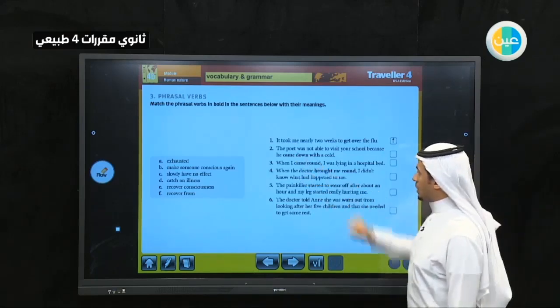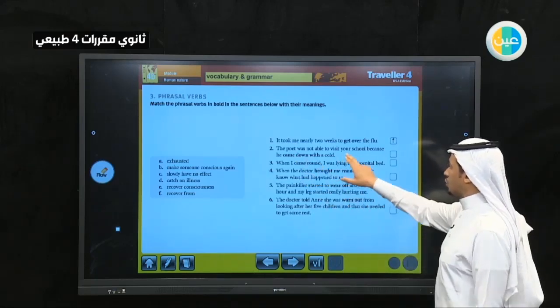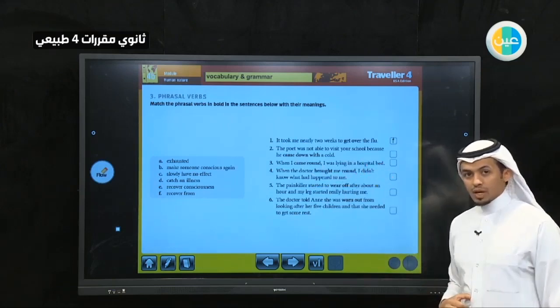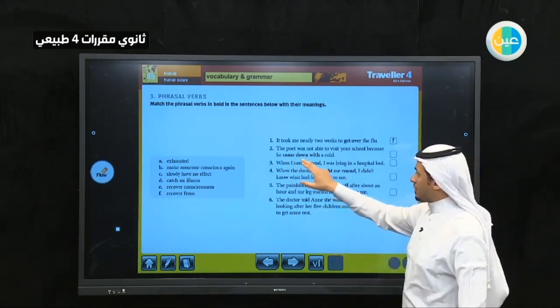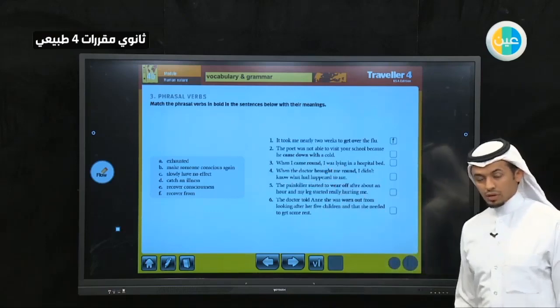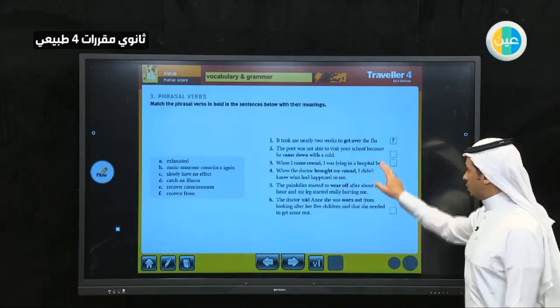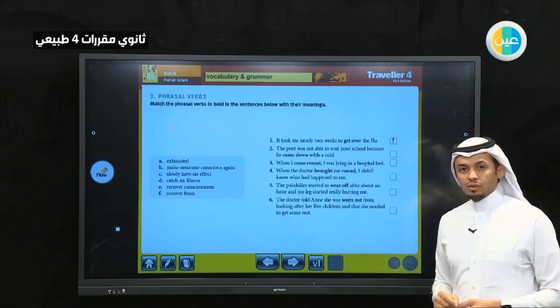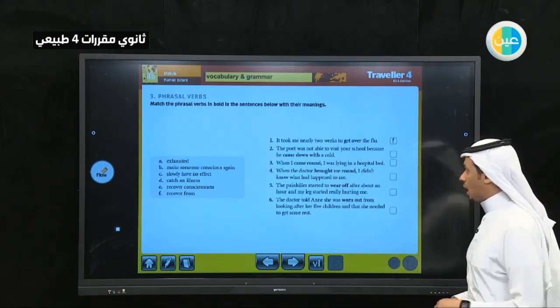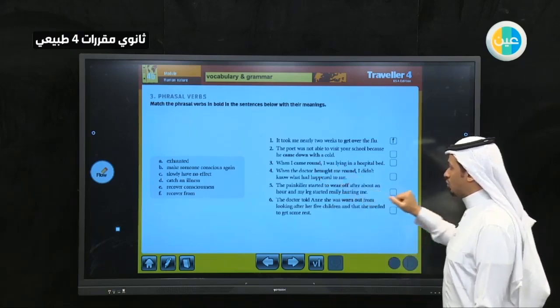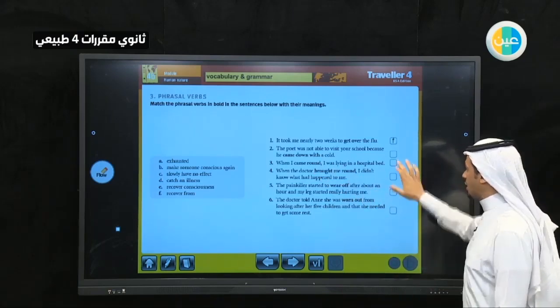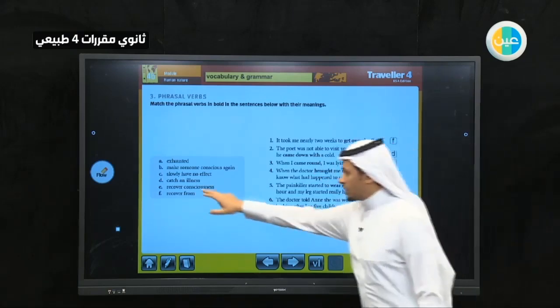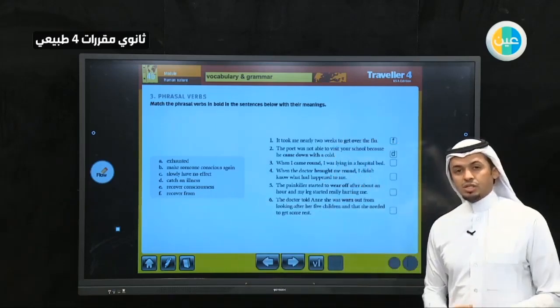Number 2. The poet was not able to visit your school because he came down with a cold. So the poet, someone who writes poems, cannot come to the school. Why? He came down with a cold. So he catches an illness. He is very sick now.